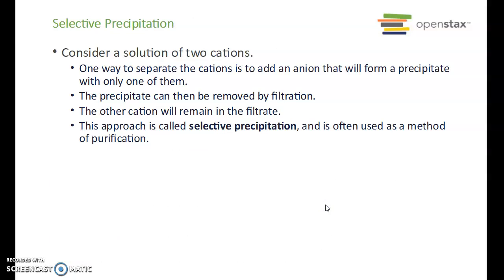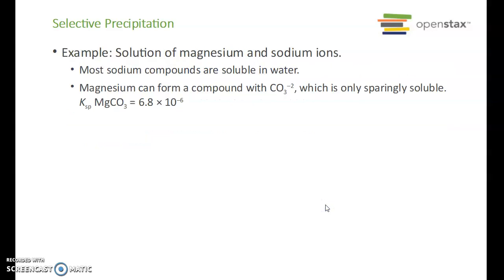Now, you can do something called selective precipitation, and a lot of times when we are purifying a material, we utilize this technique to separate a cation by adding an anion that will form a precipitate with only one of them. The precipitate can then be removed by filtration, while the other cation remains in the filtrate. This approach is called selective precipitation, and as I said, we've used this frequently as a method of purifying different pharmaceutical products. An example of that, a rather trivial one, is a solution of magnesium and sodium ions.